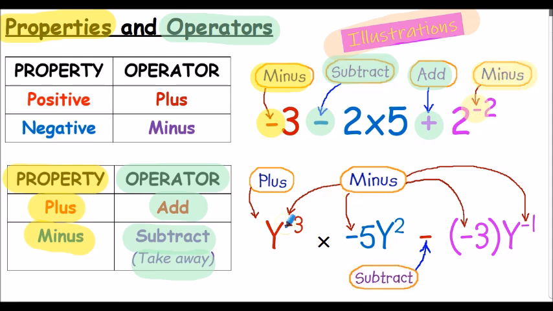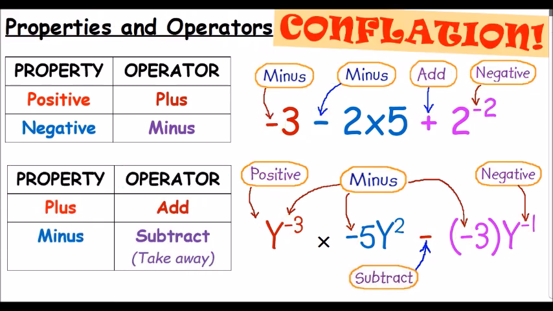Considering the lower calculation, we would have plus y to the minus 3 times by minus 5y squared, subtract minus 3y raised to the power of minus 1. So sometimes this different terminology can be used within calculations. What I just wanted to highlight to you here is that sometimes properties and operators can be conflated. So these are examples of conflation.